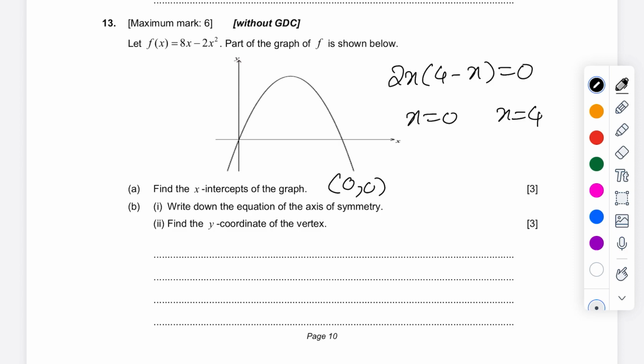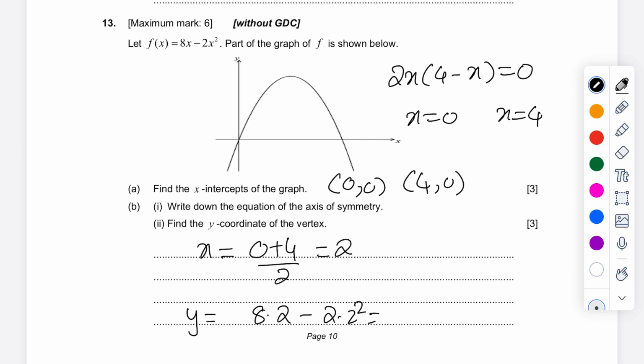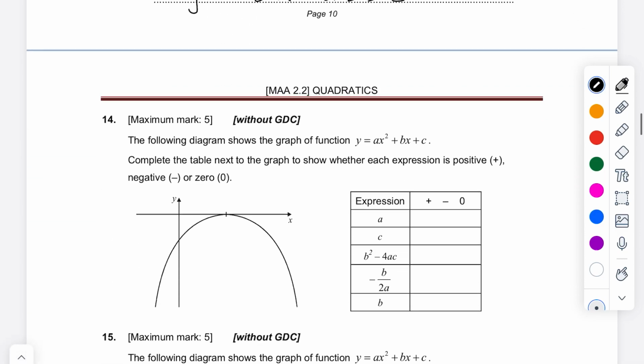0 comma 0 and 4 comma 0. Write down the equation of the axis of symmetry. It will be the mid value of that, which is going to be x equals 0 plus 4 divided by 2, which is x equals 2. Next, find the y coordinate of the vertex. Plug in 2 in that one. So y equals 8 times 2 minus 2 times 2 square, which is going to be 8.